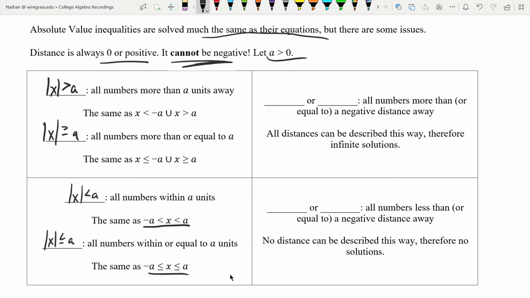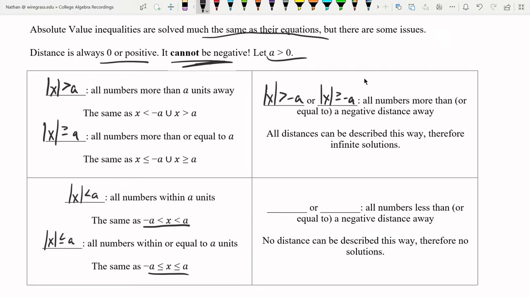Okay, now with this in mind, we've talked about when the absolute value is greater than some positive number or less than some positive number. What about if we have greater than or less than some negative number? This one says all numbers that are greater than some negative number or greater than or equal to some negative number. All numbers more than, bigger than, or equal to a negative distance away.